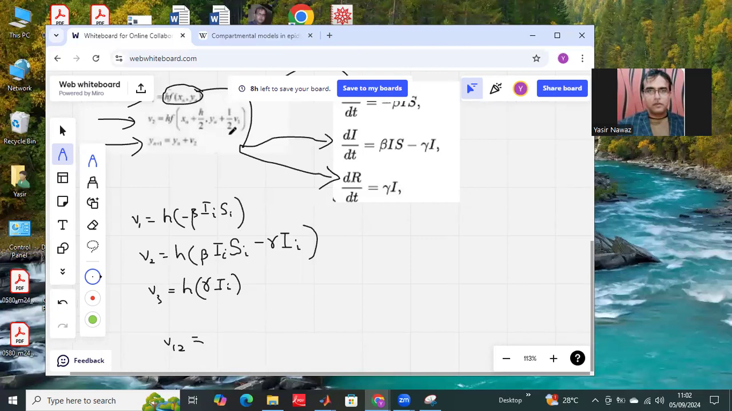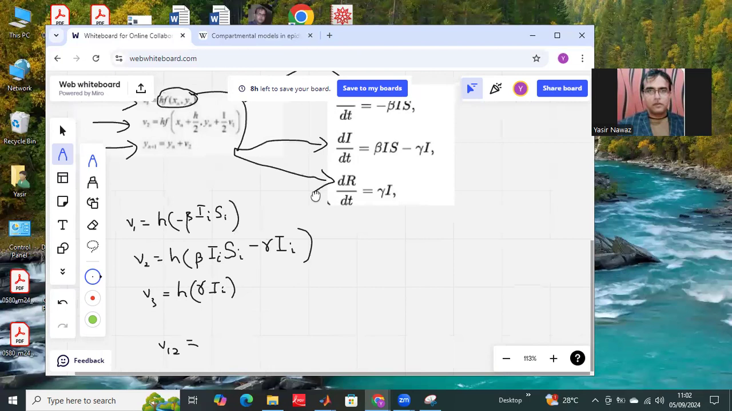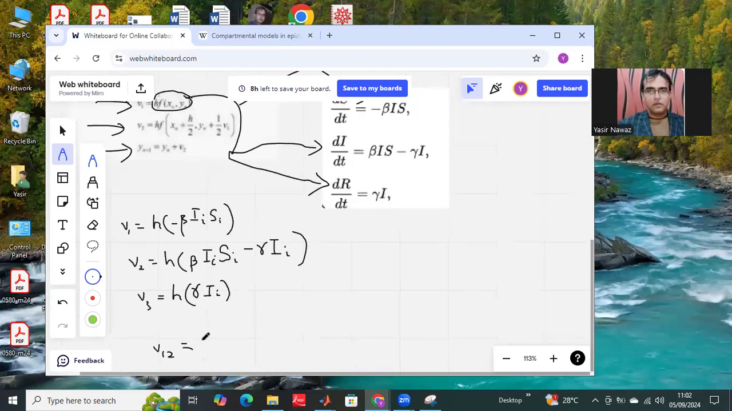V12 is the second formula for the Runge-Kutta method corresponding to the first equation of the SIR model. The first equation will be discretized as H into minus beta, then I at i plus 1 by 2, with the previous component of I, which is V2. So it will be V2 multiplied by S_i, plus.